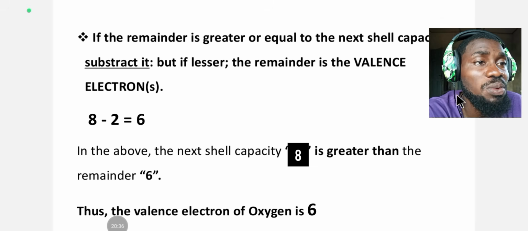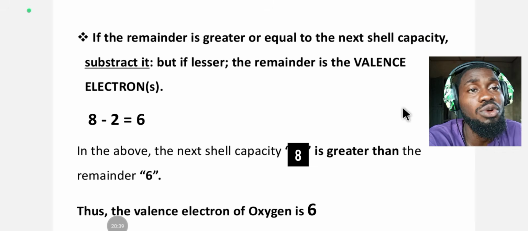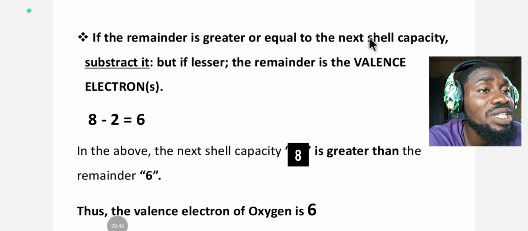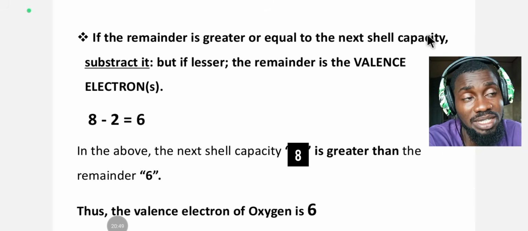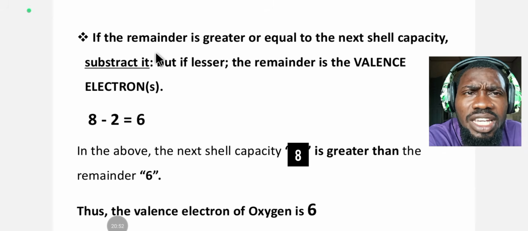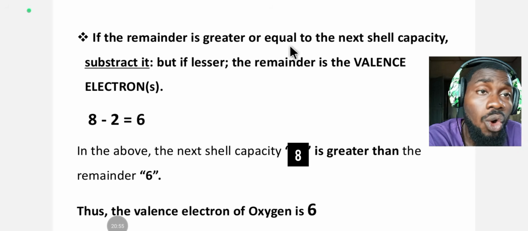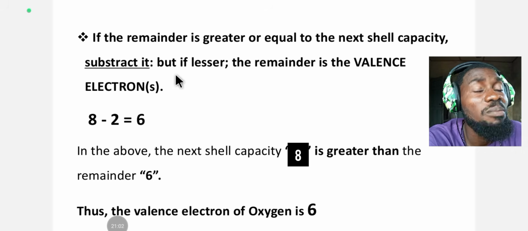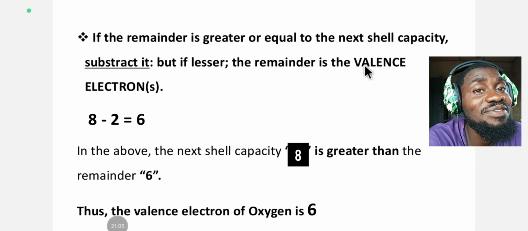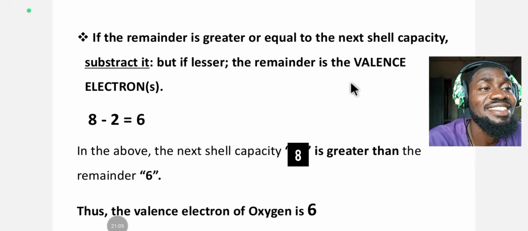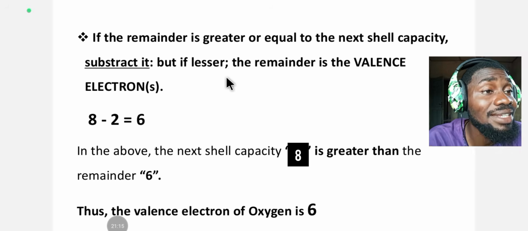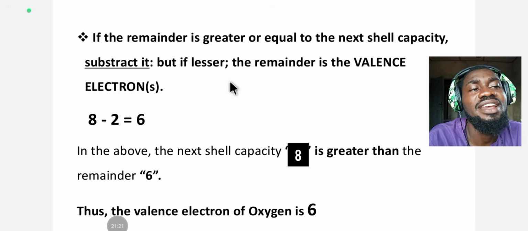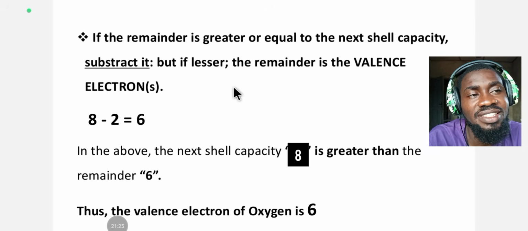Let's look at the next step. After subtracting the first shell capacity from the atomic number of the element, what do you do next? If the remainder is greater than or equal to the next shell capacity, remember the first shell capacity is 2 and the next shell capacity is 8, you subtract it. But if it's lesser, the remainder is the valence electron. You've just discovered the valence electron of the element. That remainder becomes the valence electron of the element.